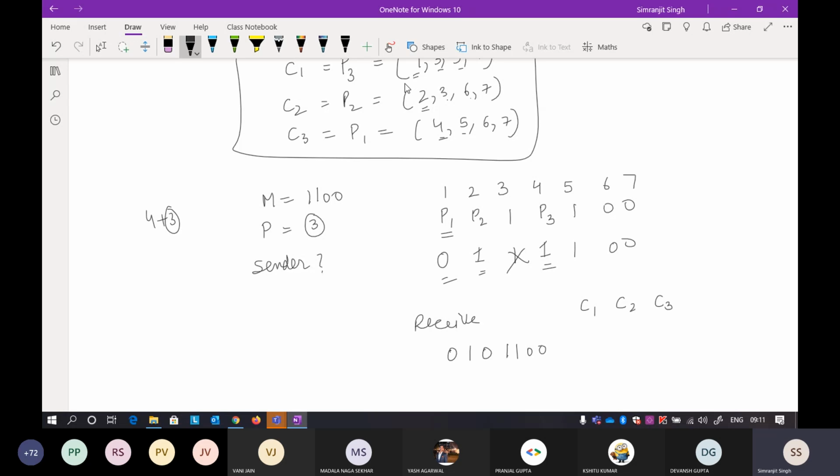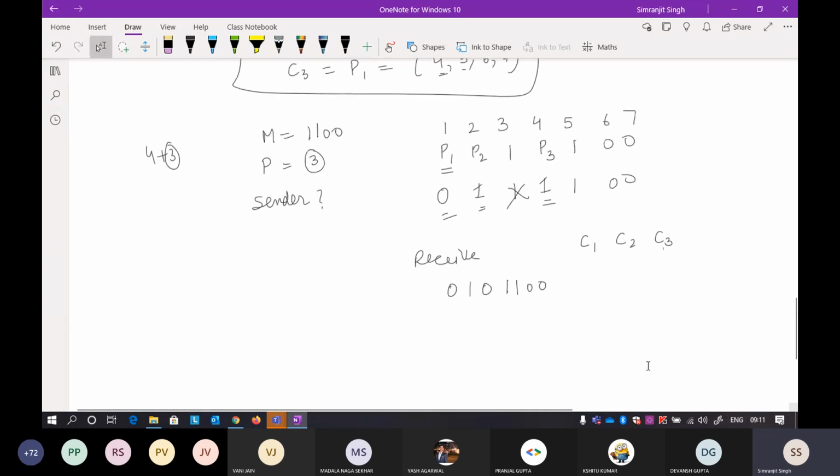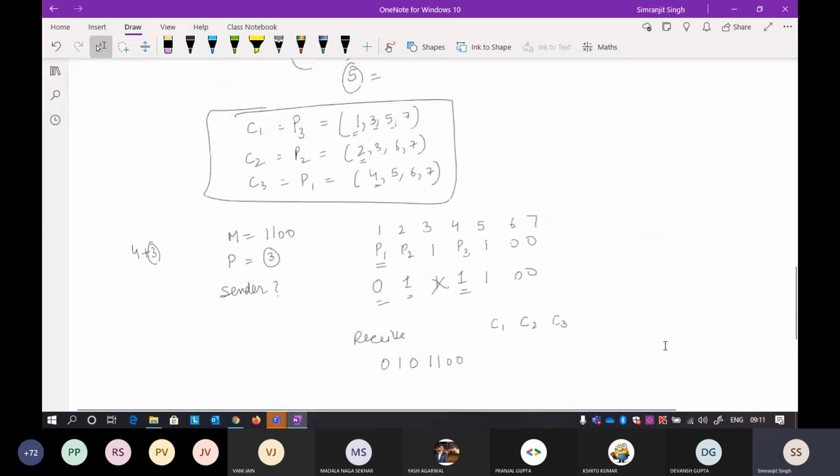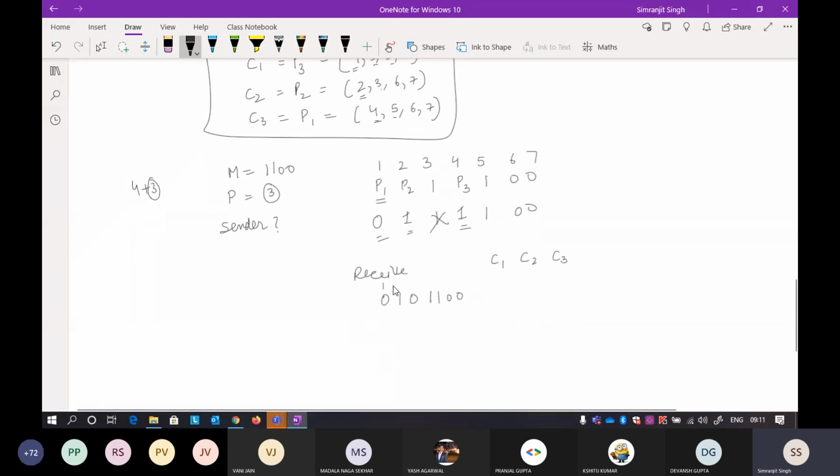So C1 is based on 1 3 5 and 7. I'm just listing the positions here: 1 2 3 4 5 6 7. So 1 3 5 and 7. So it is odd parity, so you have to, sorry, 1 3 5 7. Okay, so yeah, parity.